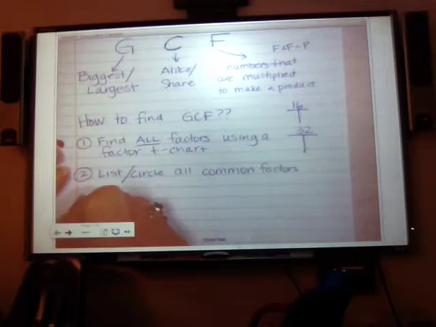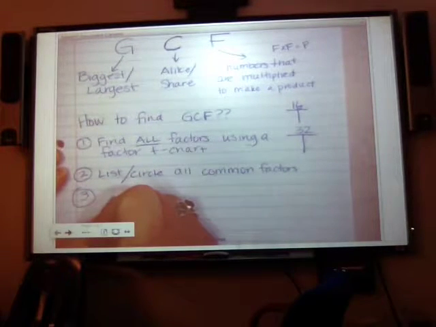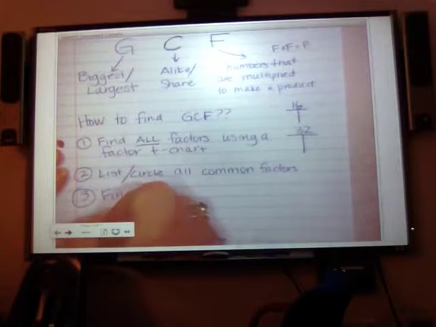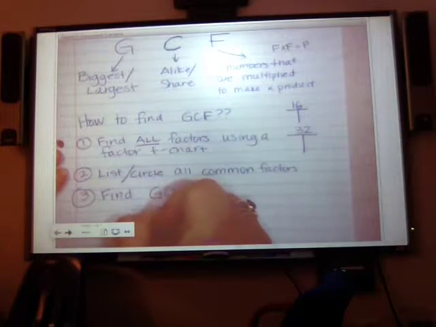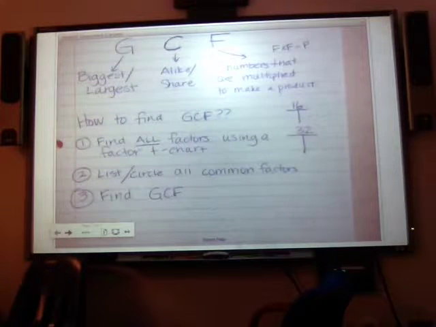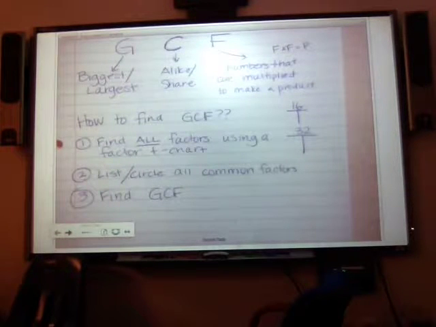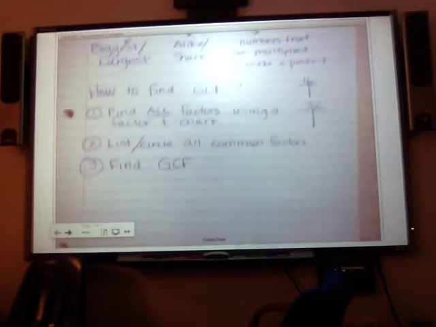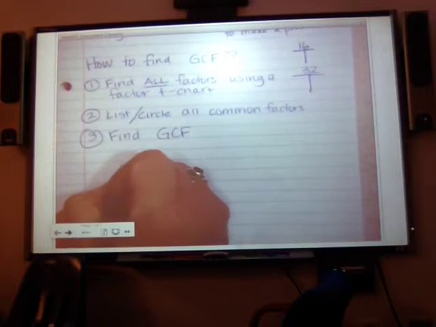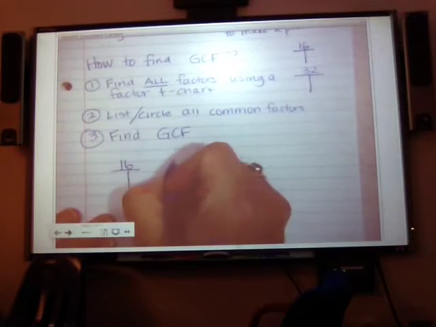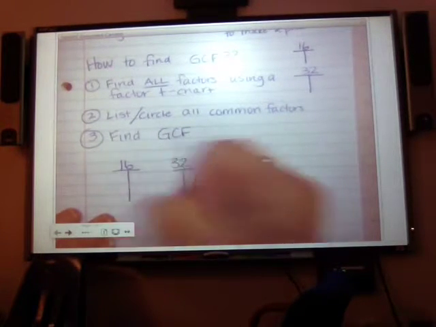All right, number 3. Then finally, you're going to identify or find the GCF of the set of numbers. So let's go down here and find the GCF of 16 and 32.